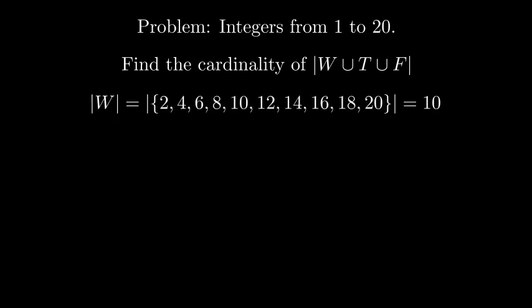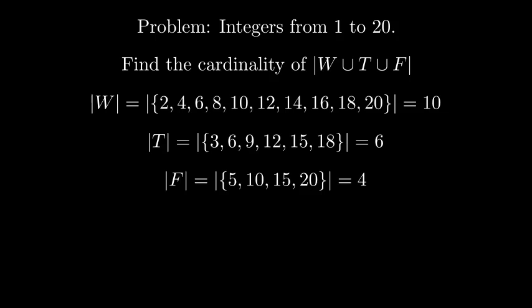For set W, the numbers divisible by 2 are the even numbers. From 1 to 20, there are 10 even numbers, so the cardinality of W is 10. For set T, the numbers divisible by 3 are 3, 6, 9, 12, 15, and 18. There are 6 such numbers. The cardinality of T is 6. For set F, the numbers divisible by 5 are 5, 10, 15, and 20. There are 4 of them. The cardinality of F is 4.